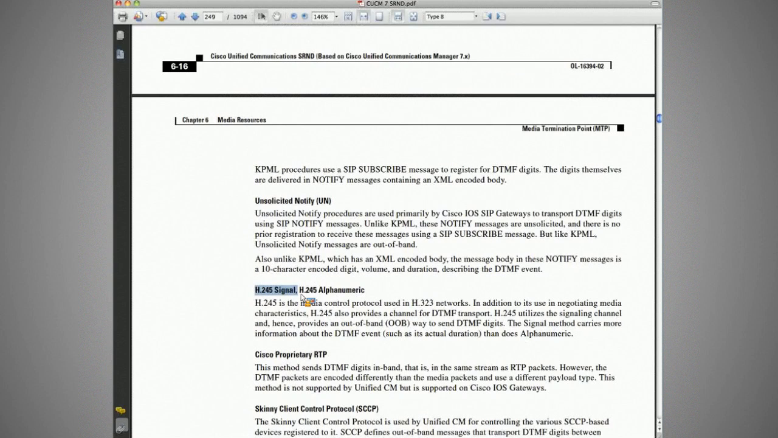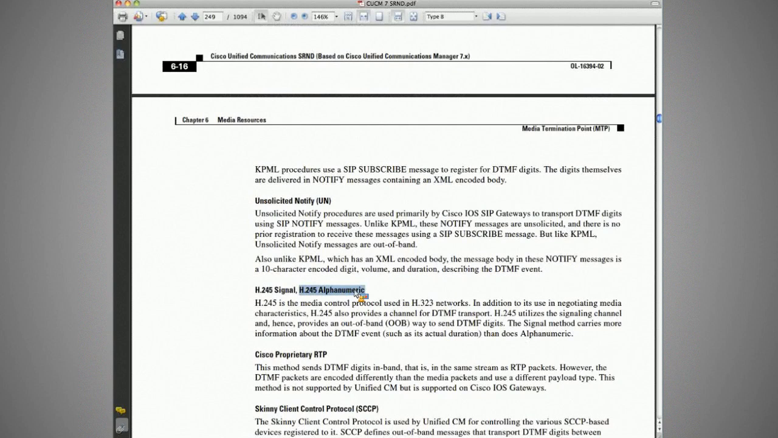We also have H245 signal and H245 alphanumeric. So these are H323 specific. KPML and unsolicited notify are SIP specific. H245 is, of course, the media control protocol used to negotiate H323 after an H225 call setup message has been established. We'll look more at that tomorrow with gateways and trunks. And we'll look more at it as well on Thursday with gatekeeper. But H245 also provides an out-of-band channel for DTMF transport.